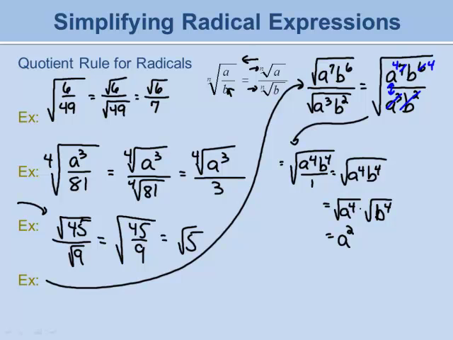And the same thing is true with the square root of b to the 4th. Is there a number that when you multiply it by itself gives you b to the 4th? And the answer is yes, b squared. And so what started off as what looked like a pretty difficult problem fell out nicely by using the quotient rule in both directions.